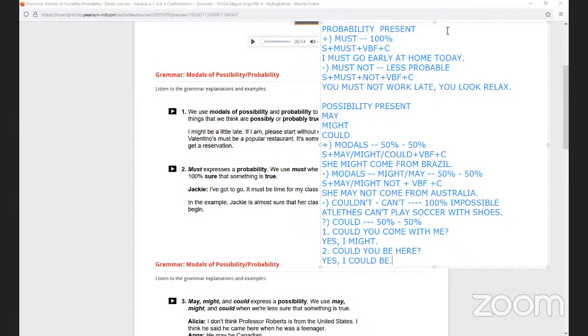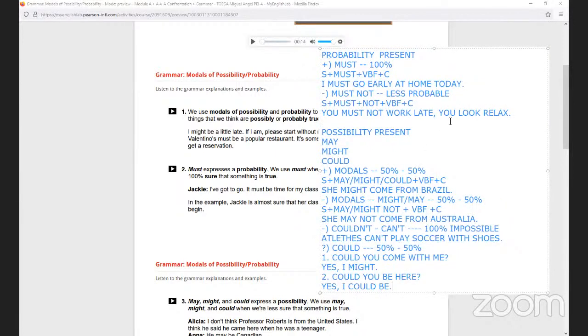Okay, so this is the probability and possibility that we have to use when we talk about something that is probable to happen or something that is possible. 50-50, in negatives 50-50 with may or might. If it's 100% impossible, couldn't or can't. For questions, we can only use could. We can't use may and might, only could. We have two kinds of questions, with any verb and with verb to be. Okay. Do you have some question until here, Miguel?